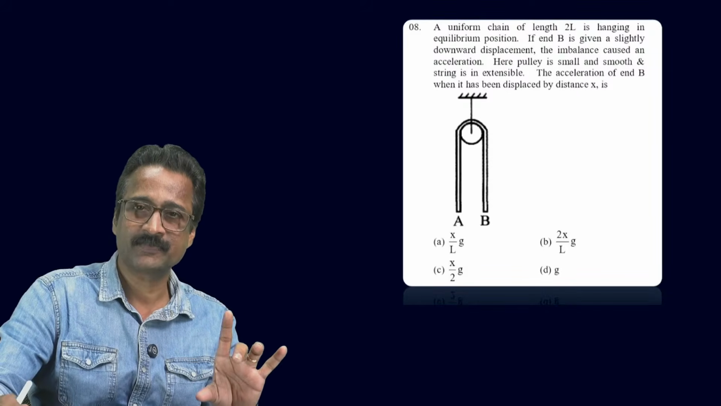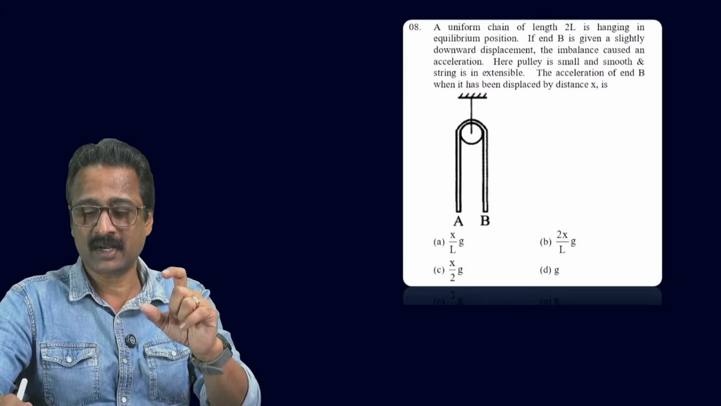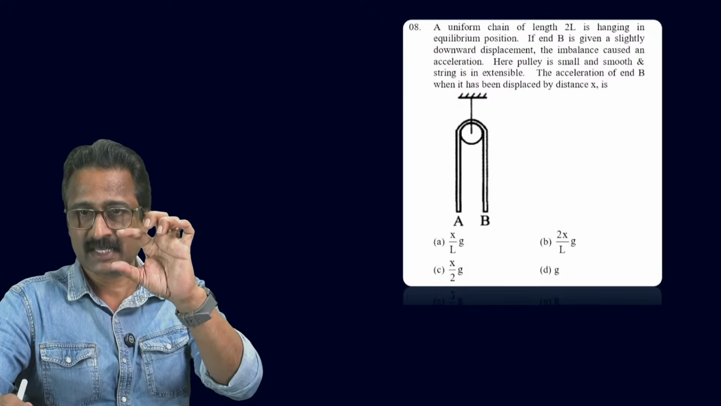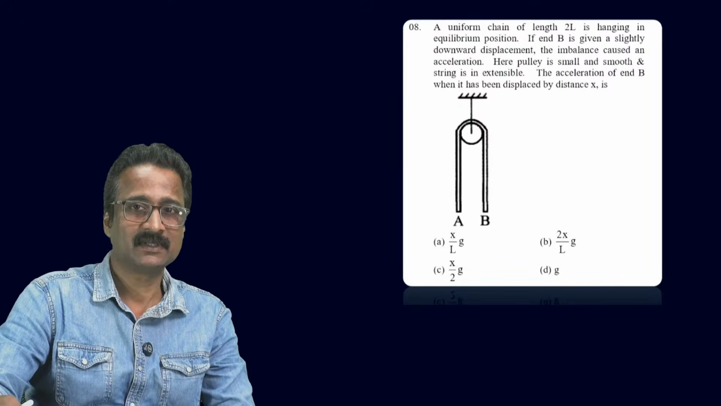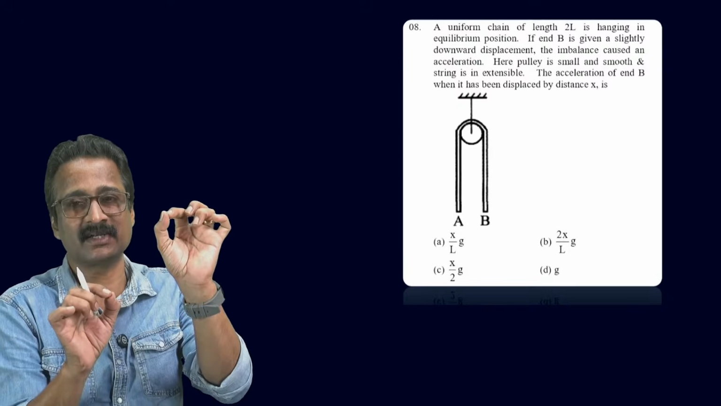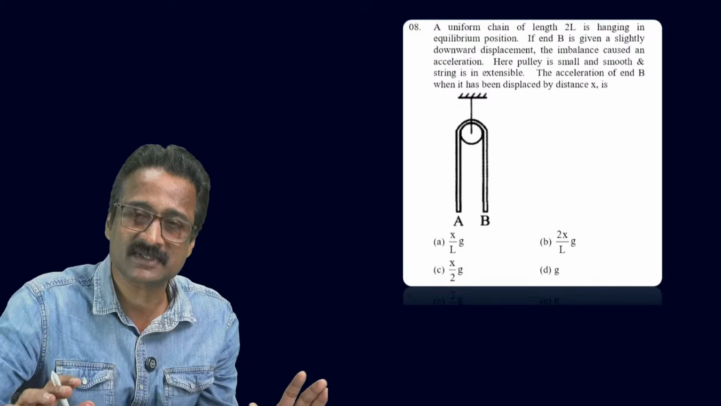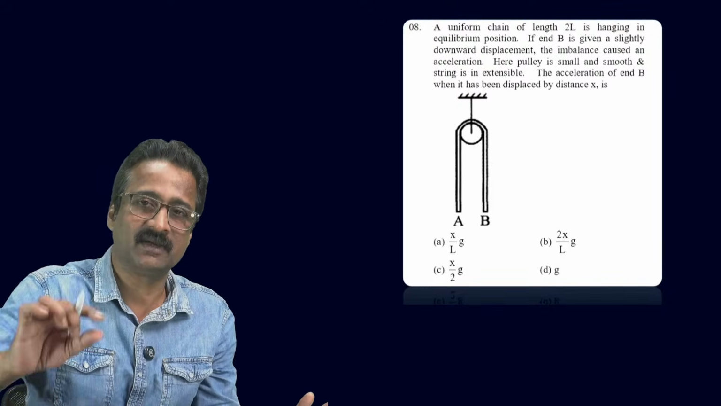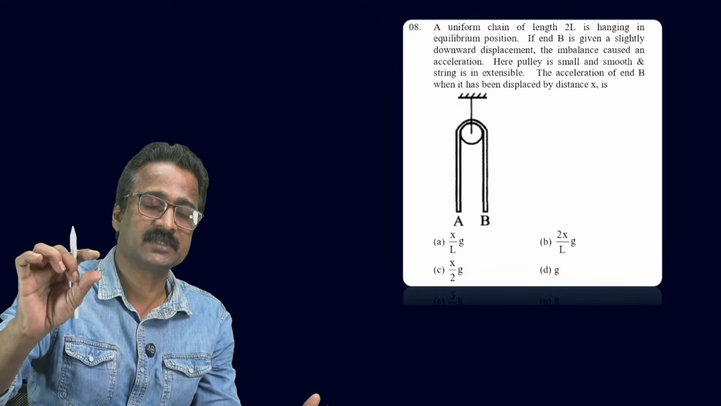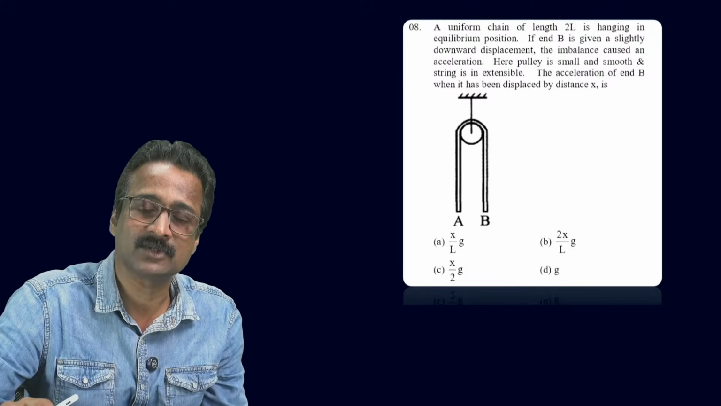They just ask you, what is the instantaneous acceleration of the system when x distance has actually been pulled down? That's it. They only ask for the acceleration at a given instant, not acceleration at each time, nor an equation relating acceleration to time. They are just asking you, what is the acceleration at a given instant? And at which instant? At an instant where the end B is pulled by a distance of x.